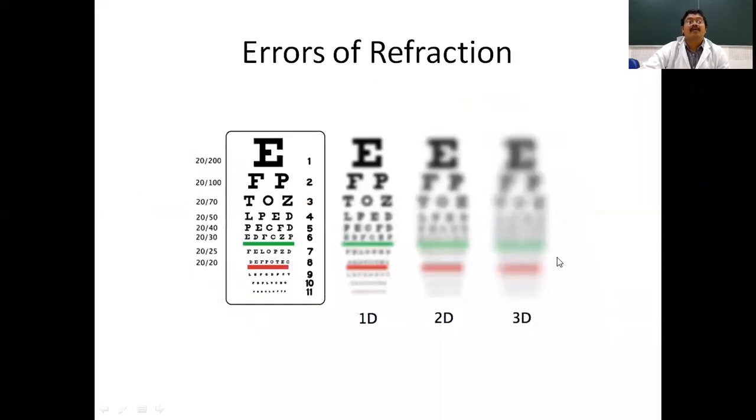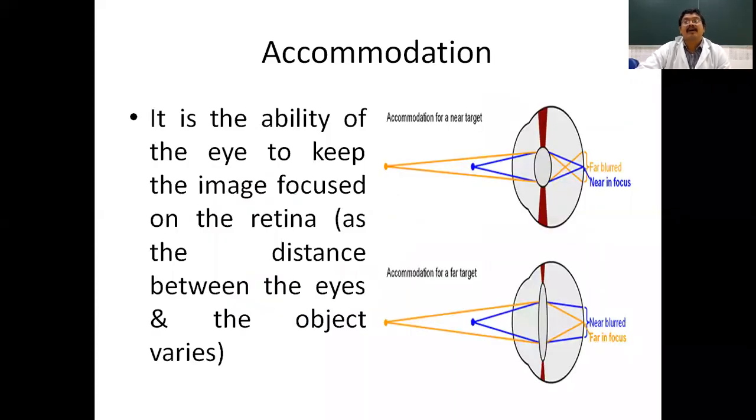Then we'll go into the errors of refraction. Before going to the errors of refraction, we first mention accommodation. Accommodation and errors of refraction are very important from the exam point of view, for viva, and even for clinical examinations. Accommodation is the ability of the eye to keep the image focused on the retina as the distance between the eye and the object varies.